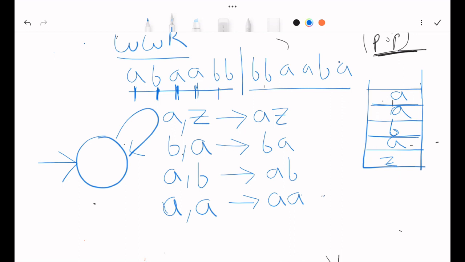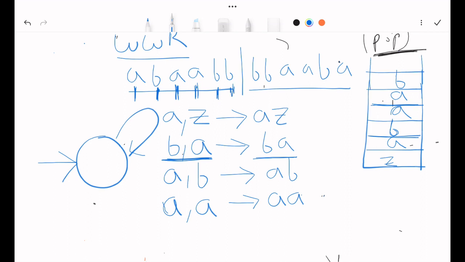Now next B. Input symbol is B. Next input symbol is B. This is already working, and top of the stack is A. In this condition, I will push. Okay. Input symbol is B, so I will push. Done. Now next, this also done.